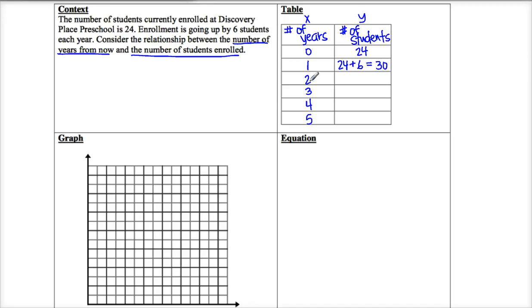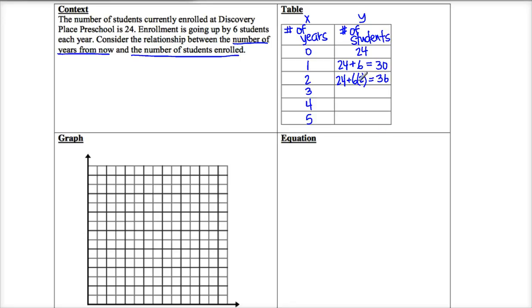How many students will there be after 2 years? Well, we start with 24 and then we're adding 6 each year. So adding 6, and it's been 2 years. So 6 times 2 is 12. So we have 12 new students after 2 years, plus the 24 that we started with, gives me 36.